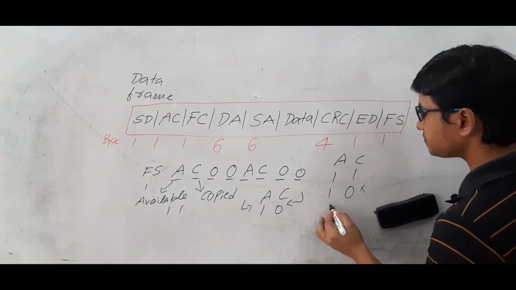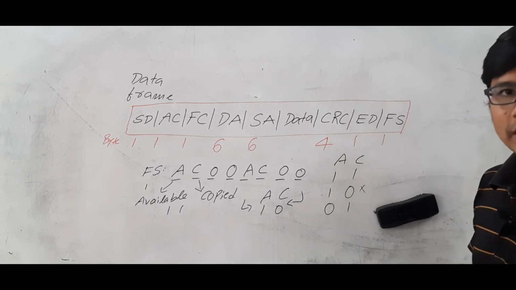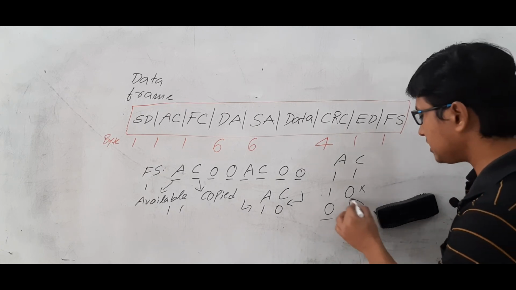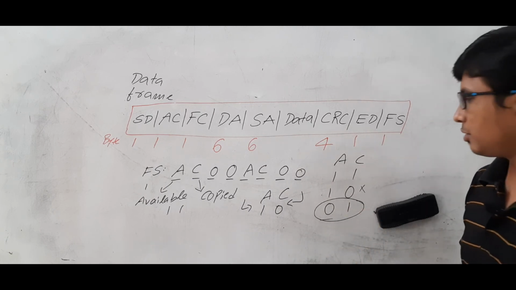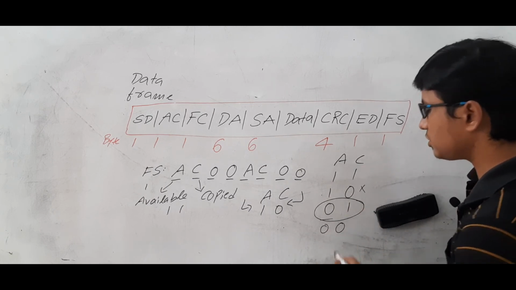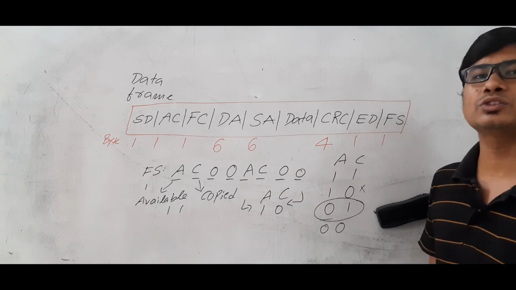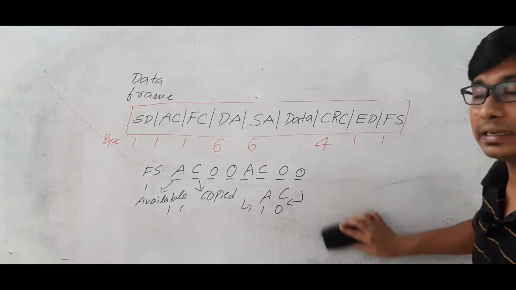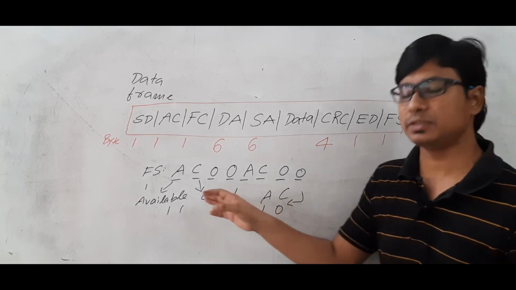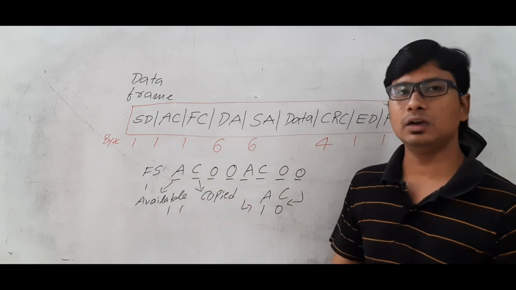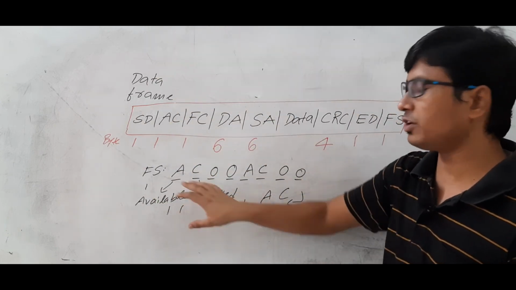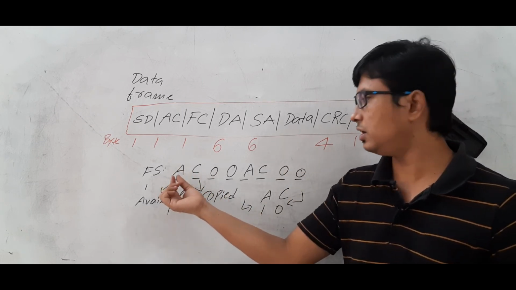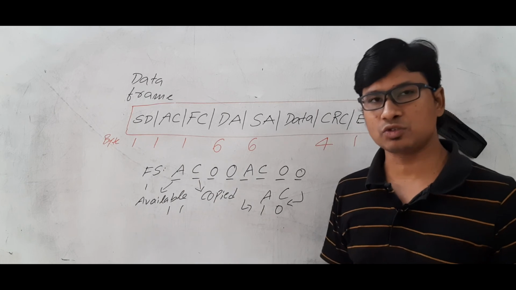If it is 01, what is the meaning? The destination is not available and it is copied. Is it possible? This condition is not possible. Are you able to understand? What is the meaning of this 00? Destination is not available and it is not copied. So this will act as an acknowledgement. Okay, we will not have a separate acknowledgement in the token ring. So this information will help us to know the status of whether the destination is available or whether it has copied that information.